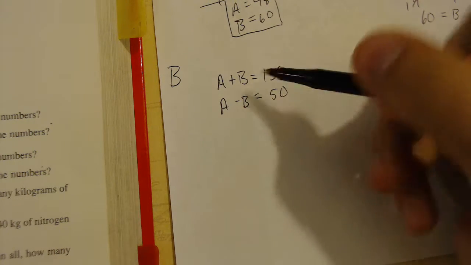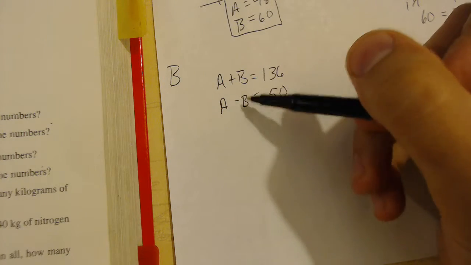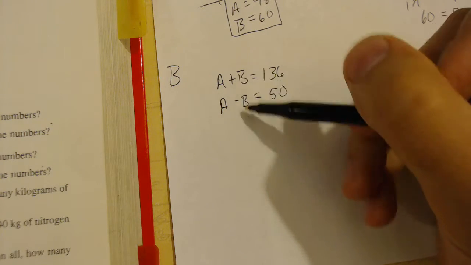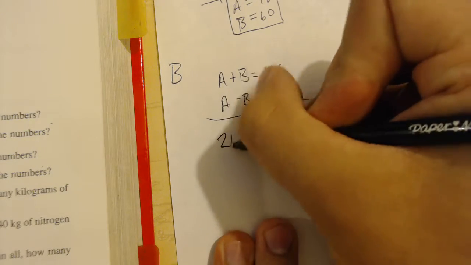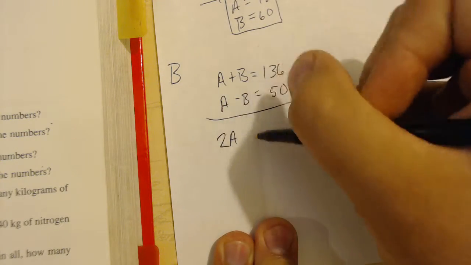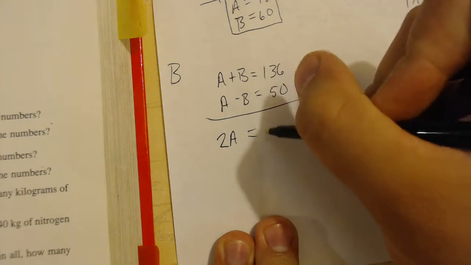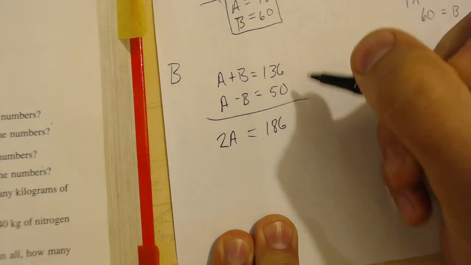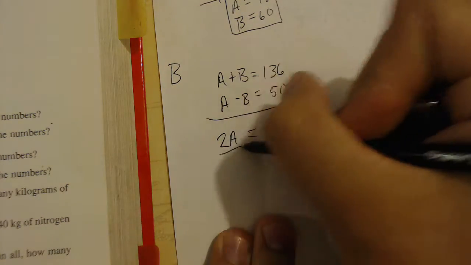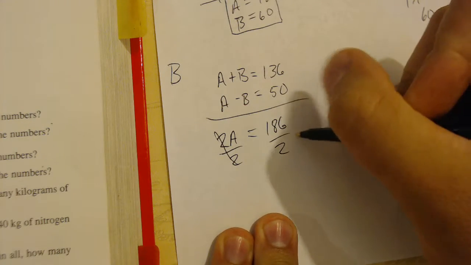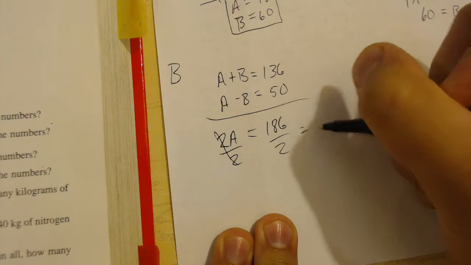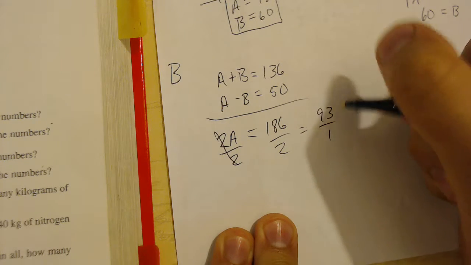Okay, from here, you should be able to notice that we can immediately eliminate the B since they have the same coefficient and opposite signs. So we'll add these two equations. We get 2A. The B's cancel, so then 2A is going to equal 186. Divide each side by 2, and we get A equals 93 over 1.